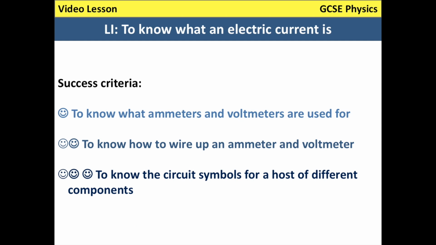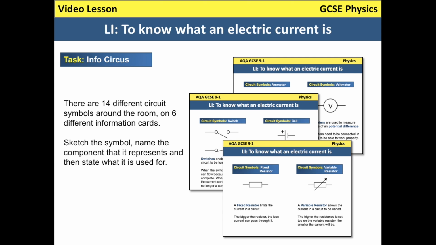So, the success criteria for this video lesson today is to know what ammeters and voltmeters are used for, to know how to wire up an ammeter and voltmeter correctly, and to know the circuit symbols for a whole host of different components. Now, the first thing we're going to do is look at 14 different circuit symbols that we need to learn, and we're going to look at what each of them do.